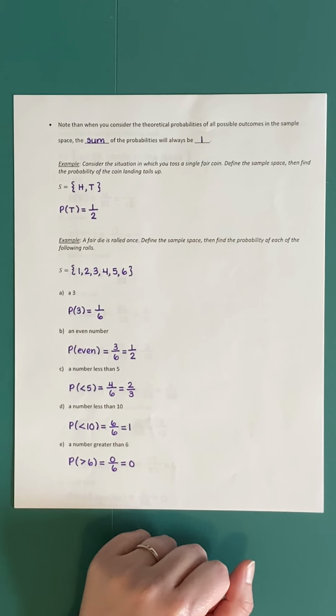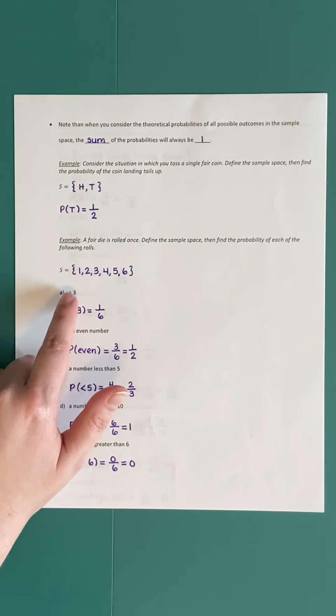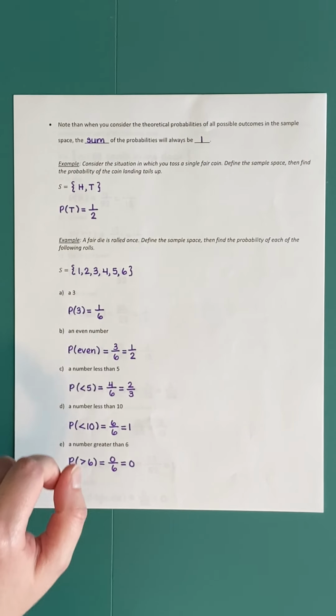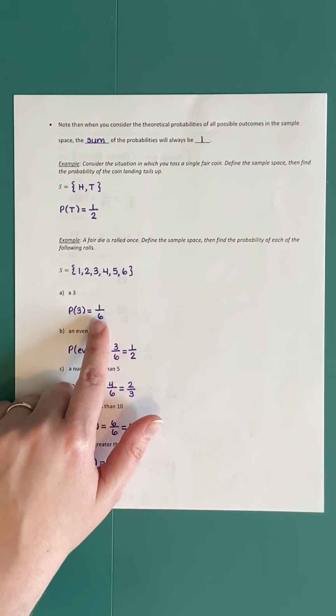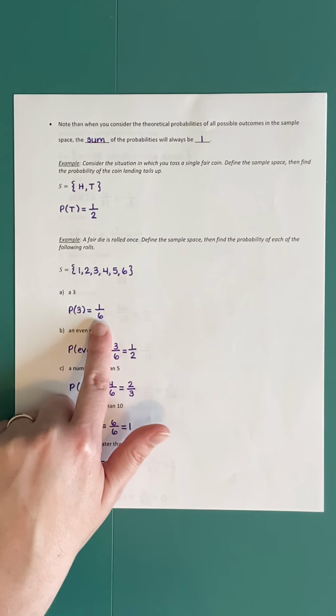So now we want to know the probability of each of these possible outcomes. First one, what's the probability that we roll a 3? Okay, so again, if we go back to the definition of probability, the denominator is always going to be the total number of possibilities. In other words, the total number of elements in the sample space. In this case, there are 6 elements in the sample space, so the denominator is going to be 6.